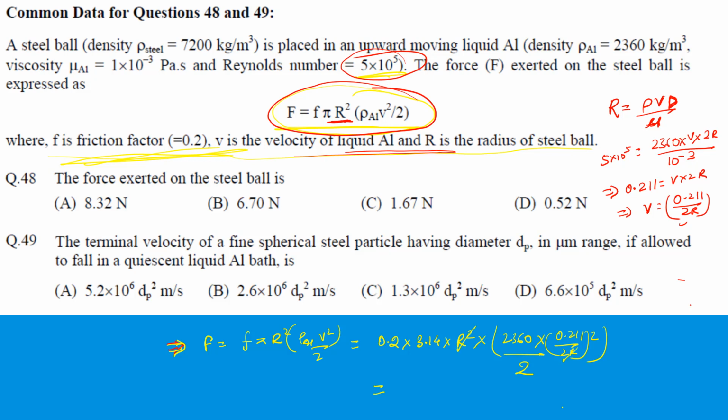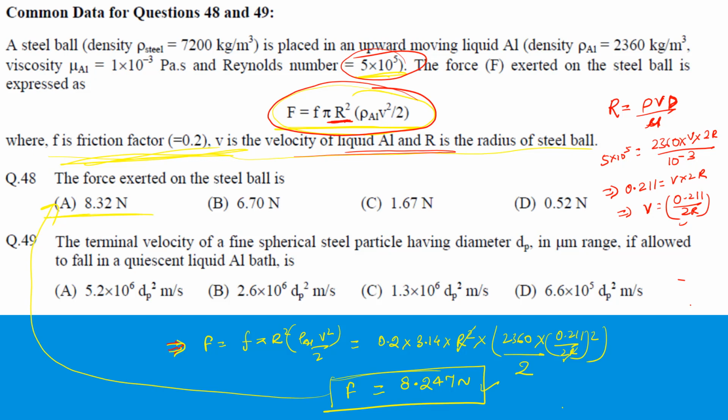So now guys, if you find the F value, then it will come around 8.247 Newton. Okay, so all are in standard unit. So this is close to option A, right? So this will be option A here, for 48.